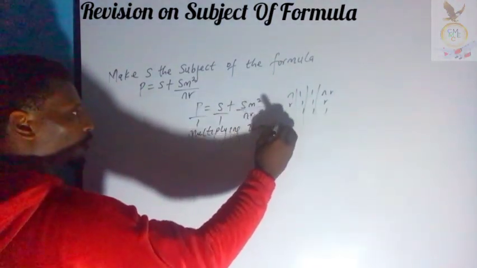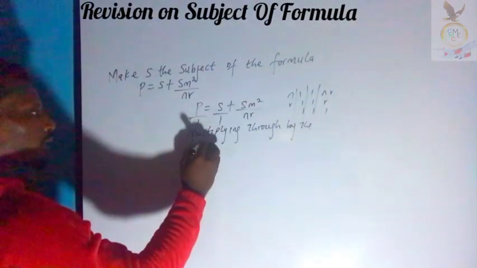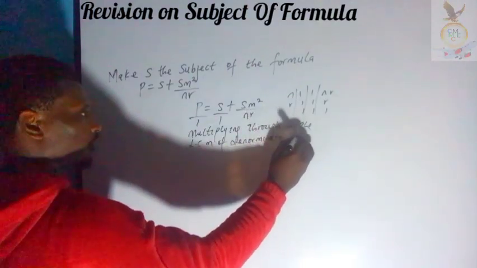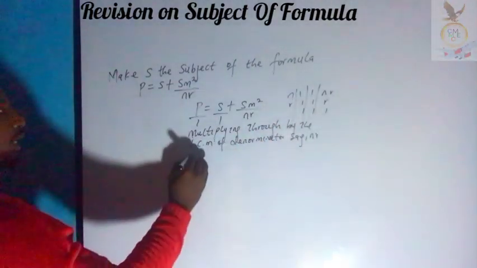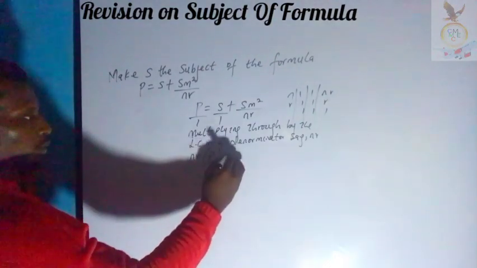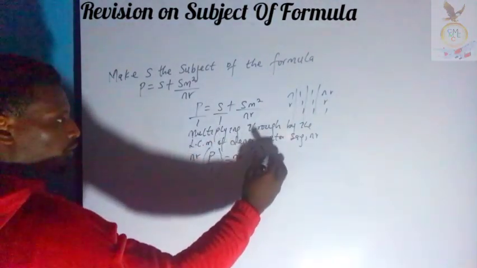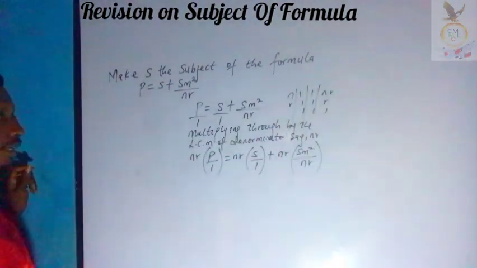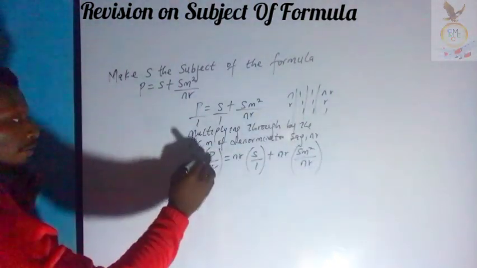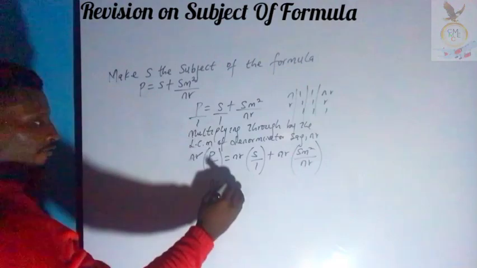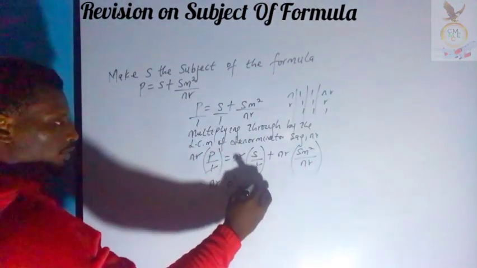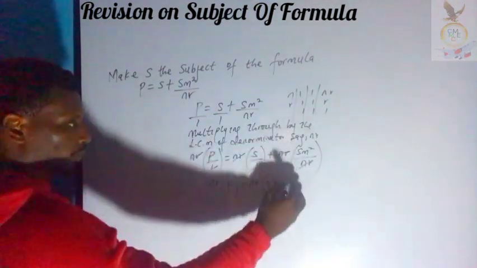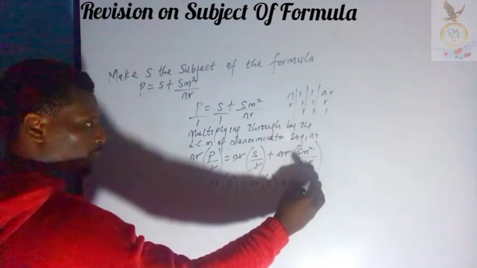multiplying through by the LCM of the denominator, that is nr. So that is nr times p divided by 1 equals nr times s over 1 plus nr times sm squared divided by nr. So 1 divided by nr will give us nr. Inside the bracket we are having p is equal to, 1 divided by nr will give us nr. Inside the bracket we are having s plus nr divided by nr is 1. Inside the bracket we are having sm squared.